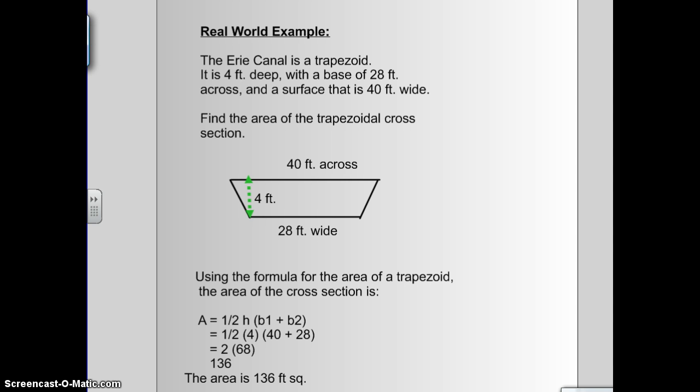So we use the formula for the area of a trapezoid. The area of this cross section is going to be 1/2 the height times the addition of both bases. So take 1/2 times 4, and then the two bases are 28 and 40. When you add those together, it's 68. So the area is going to be 2 times 68, or 136. So the area is 136 feet squared. Remember, we started with feet. We're multiplying feet by feet, so that's how we got feet squared.